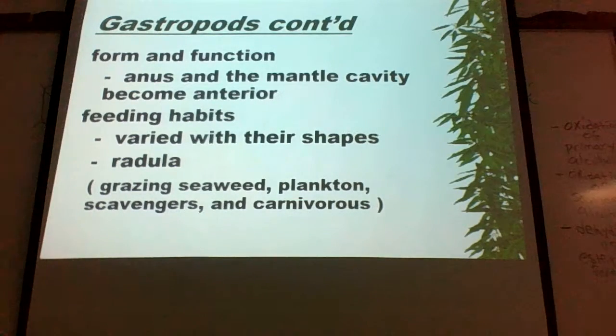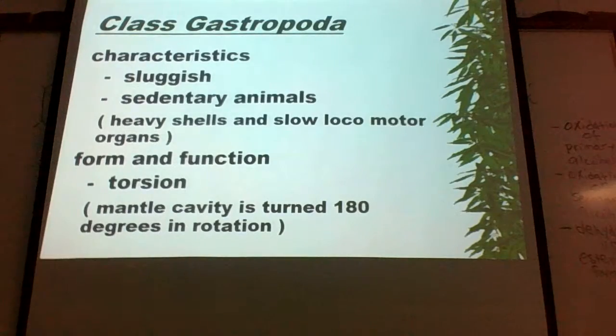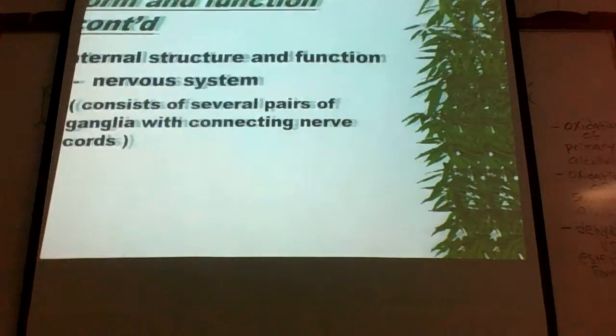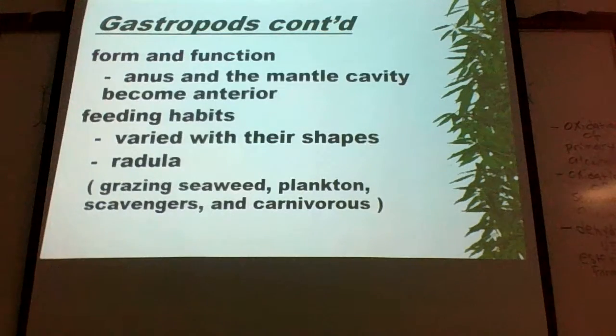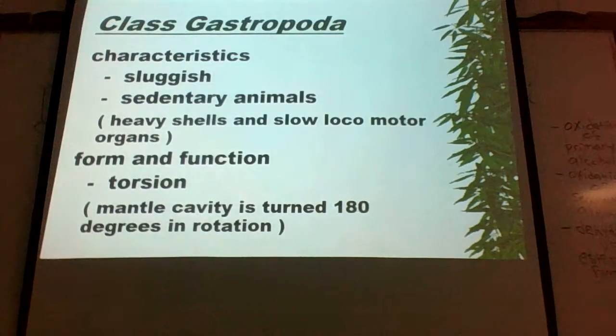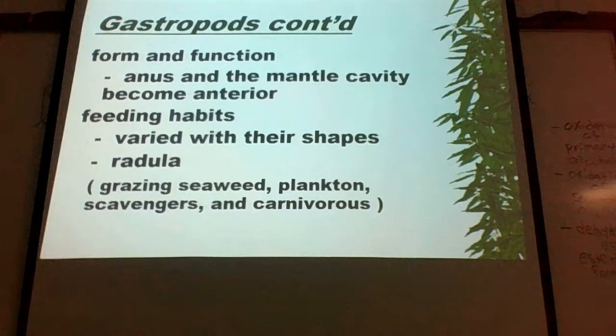And that animal that has a shell that's slow and sluggish would possibly be who? That's one. Slugs and snails. And maybe it just never came out and said that, I guess. But yeah, so now we know. So, sedentary animals, heavy shells, slow locomotor organs. So I guess it didn't.